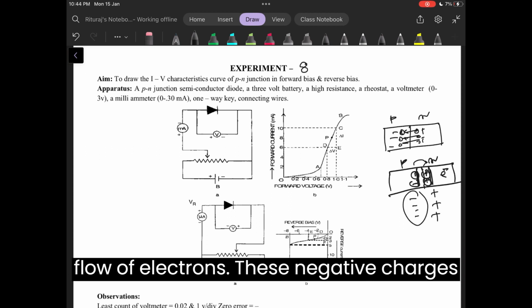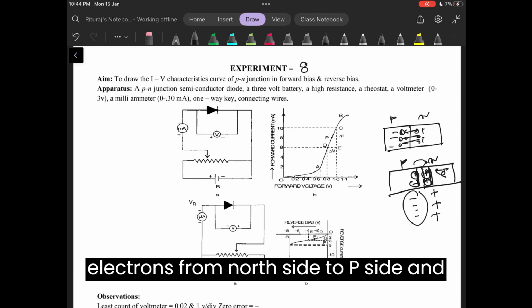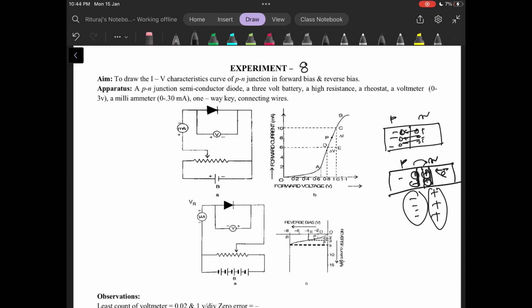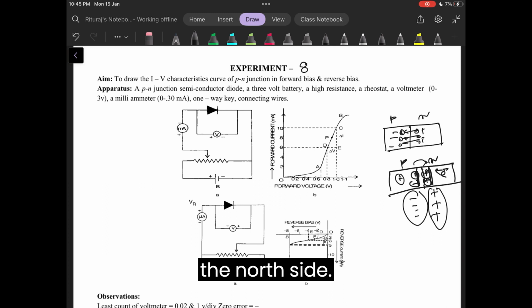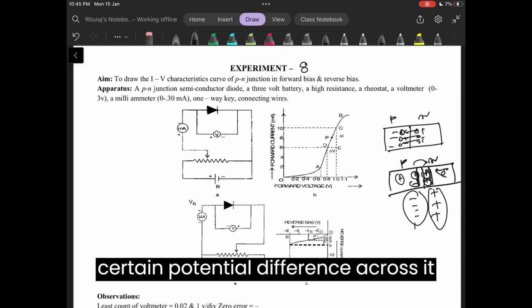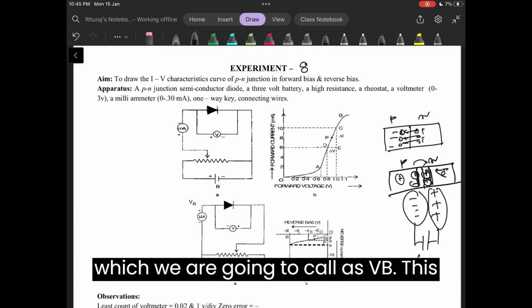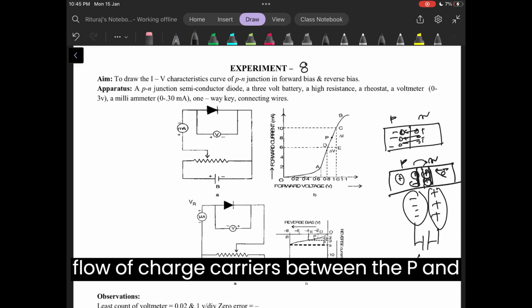These negative charges are going to prevent the further flow of electrons from n side to p side, and these positive charges are going to prevent the flow of holes from p side to the n side. So this depletion region will have a certain potential difference across it, and this is called the barrier potential, which we are going to call VB. This barrier potential is going to prevent any flow of charge carriers between the p and n side.